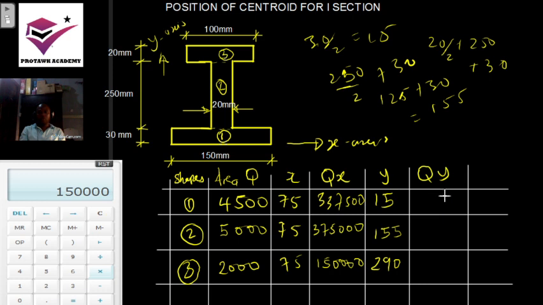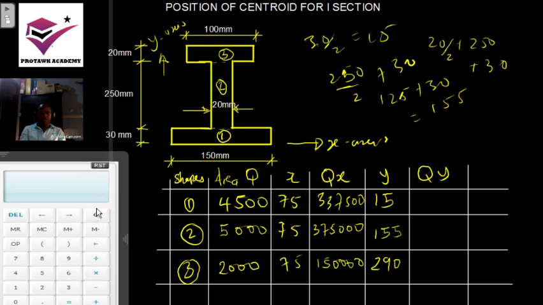The next thing we have to do is to multiply this by this, this by this, and this one by this. So y by q to have qy. We use our calculator to do so. We have 15 multiplied by 4,500, and this will be equal to 67,500.